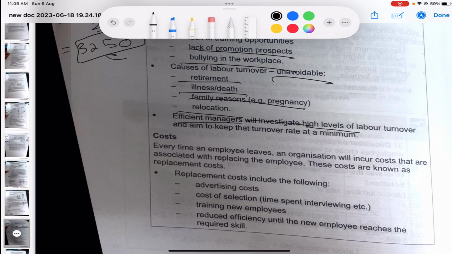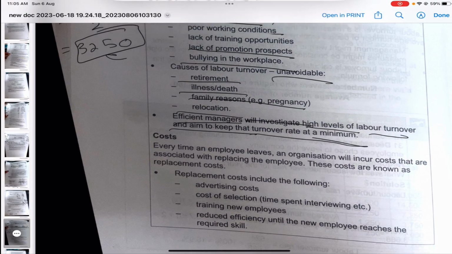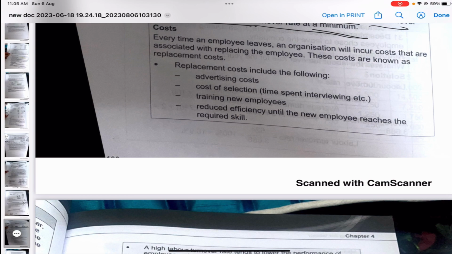Efficient managers will investigate high levels of labor turnover and aim to keep the turnover rate at a minimum. So it is very essential for us to look at the labor turnover and analyze the reasons as to why such a situation is occurring and why people are leaving the firm.